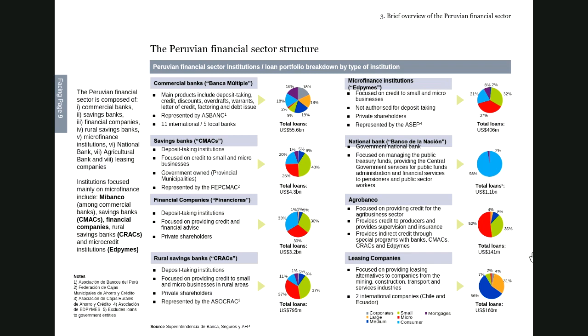Here you have an overview of the financial sector: commercial banks, savings banks, which are cajas municipales, financial companies, financieras, rural savings banks, which are cajas rurales, pymes, Banco de la Nación, Agrobanco, and leasing companies. So all the financial sector, an overview. What's the size of the total loan portfolios, and what is the business mix in terms of corporate loans, mortgages, microfinance, consumer, etc. Obviously, I don't want you to focus on the details.